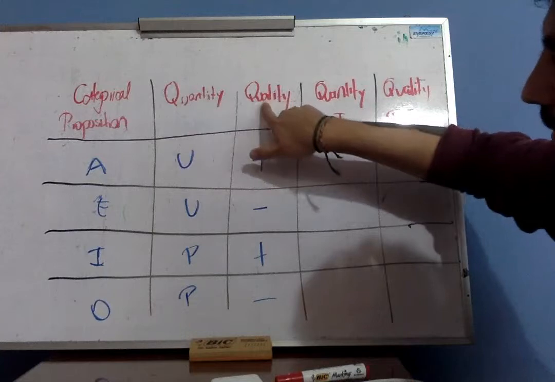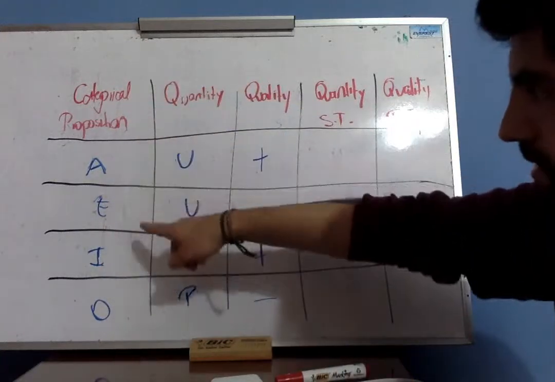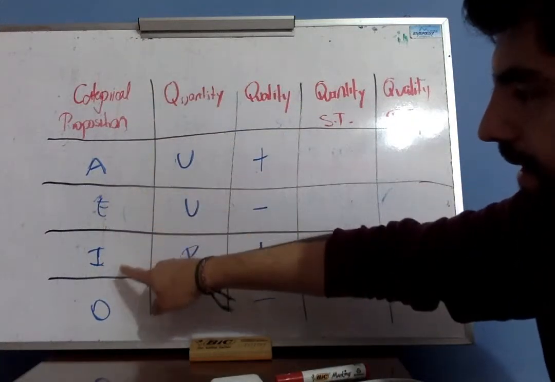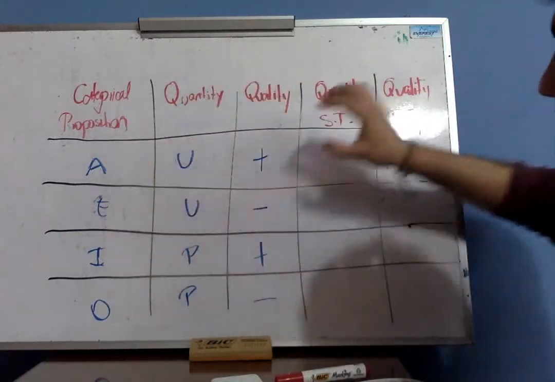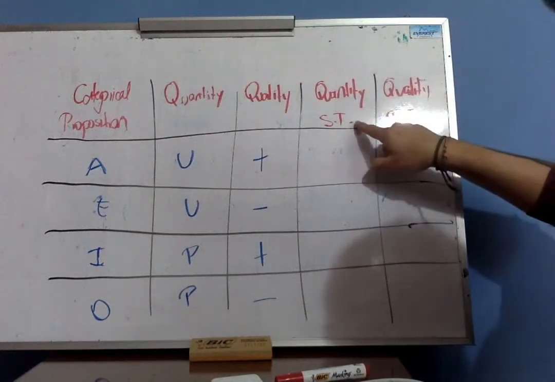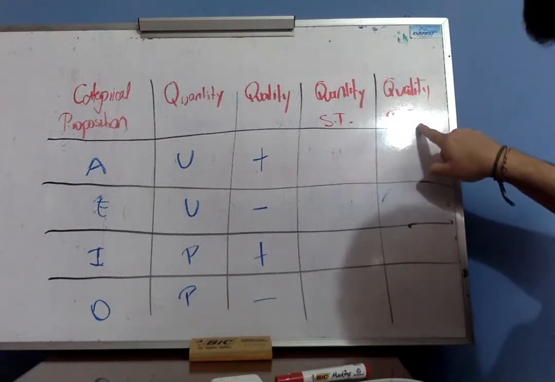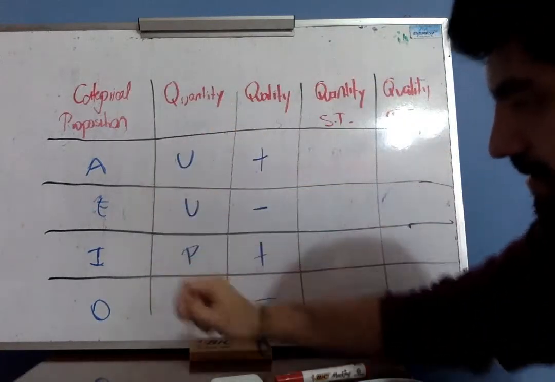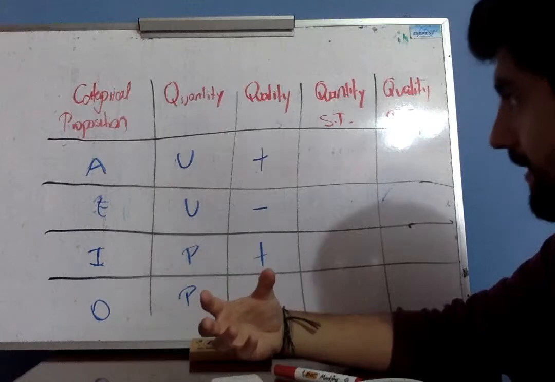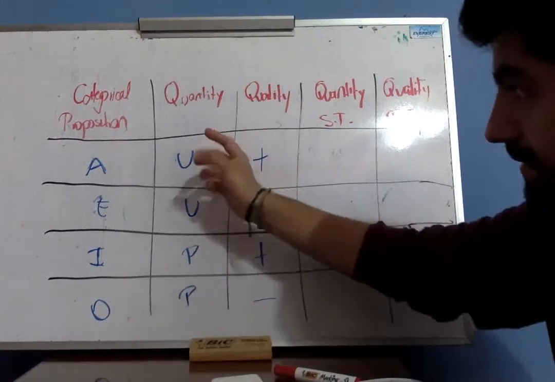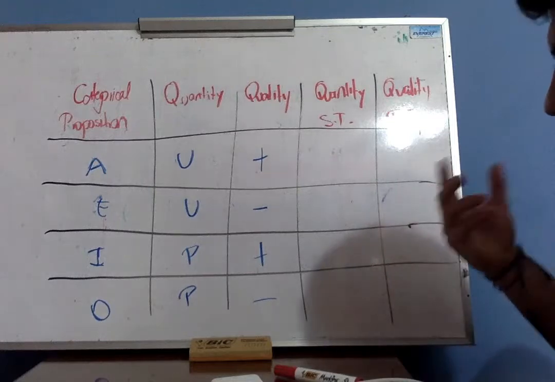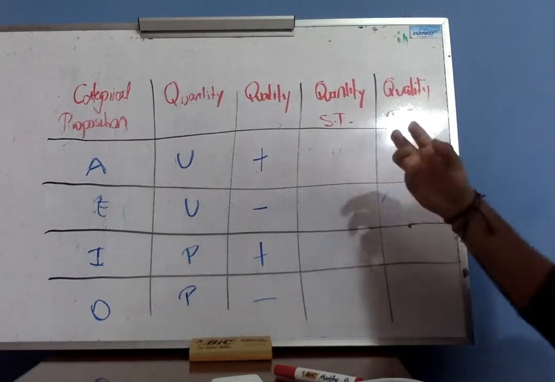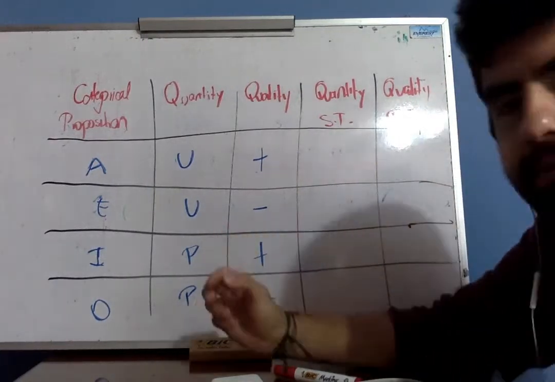The quantity and the quality of these categorical propositions, type A, type E, type I, and type O, and the quantity and the quality of the subject term and the predicate term of each one of these. Okay, again, remember, one thing is the quantity of the categorical proposition itself, and the other one is the quantity for the subject term and the quantity for the predicate term, okay?